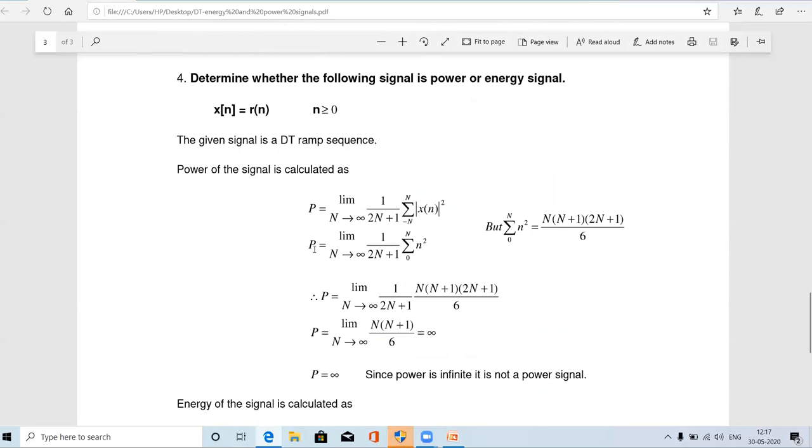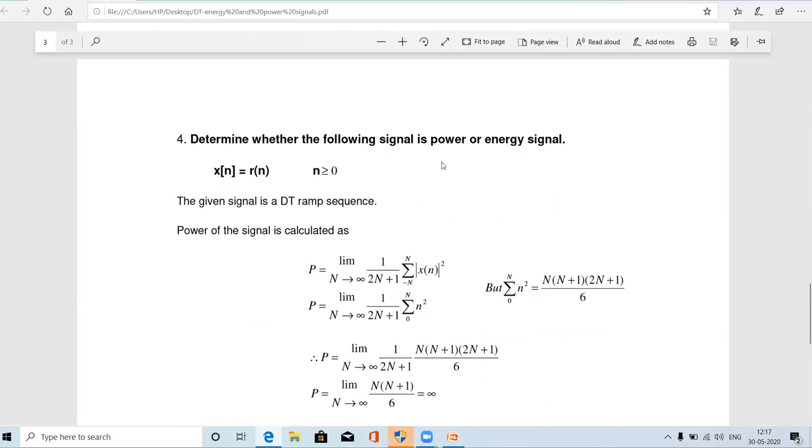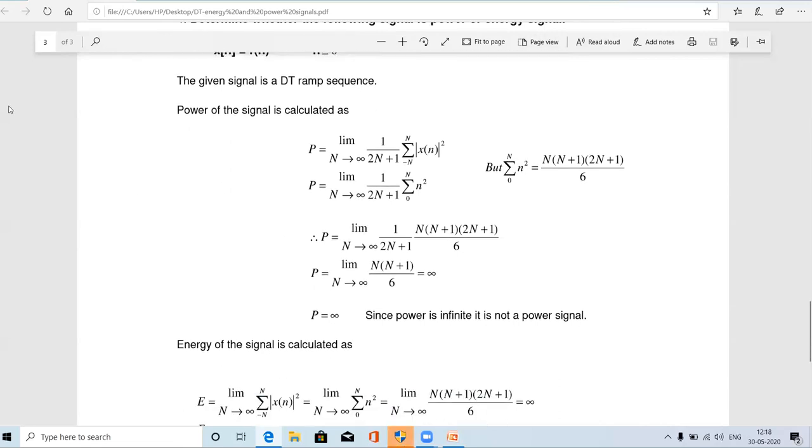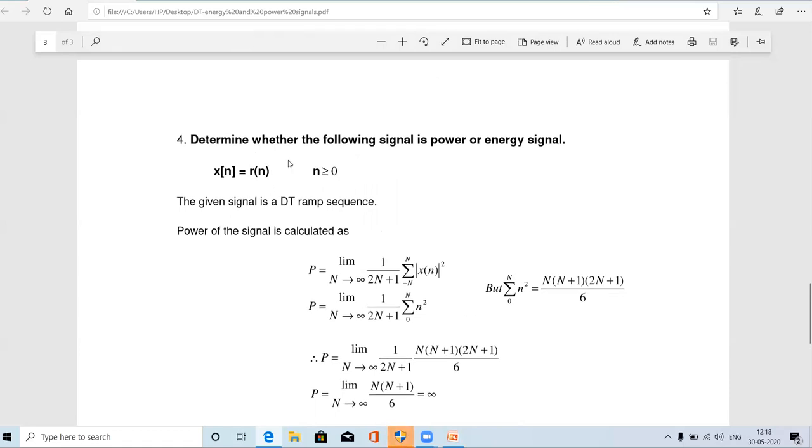And we will see one more problem. Determine whether the following signal is a power or energy signal. x of n equal to r of n. We discussed this in the standard signals. What is r of n? Unit ramp signal. The unit ramp is a linearly growing signal. For n equal to 0, the amplitude is 0. For n equal to 1, the amplitude is 1, and so on. This discrete unit ramp signal may also be a power signal.